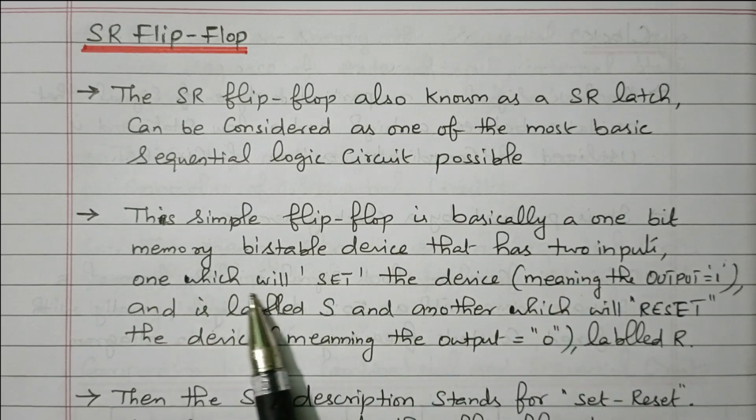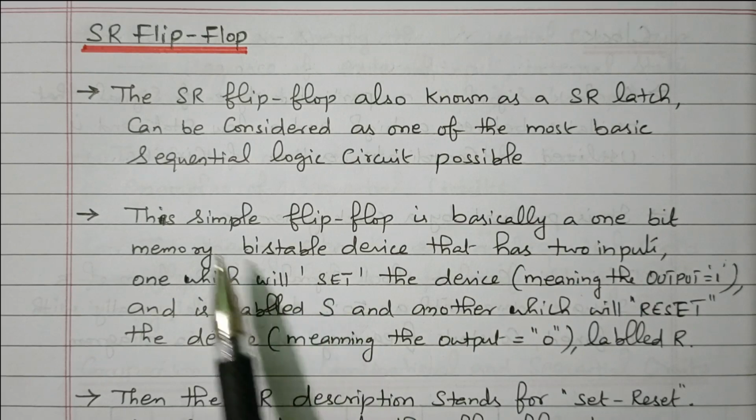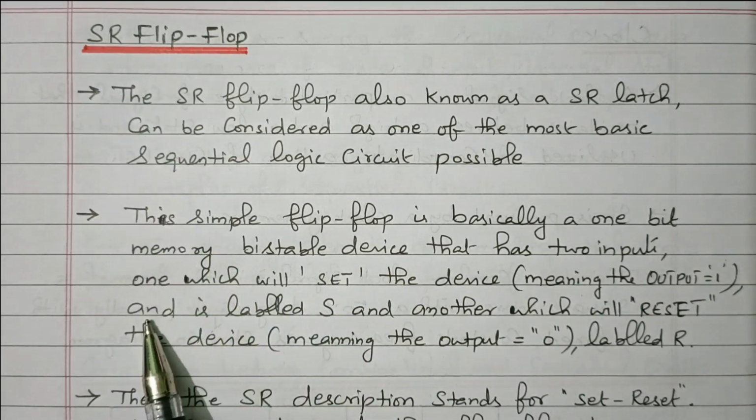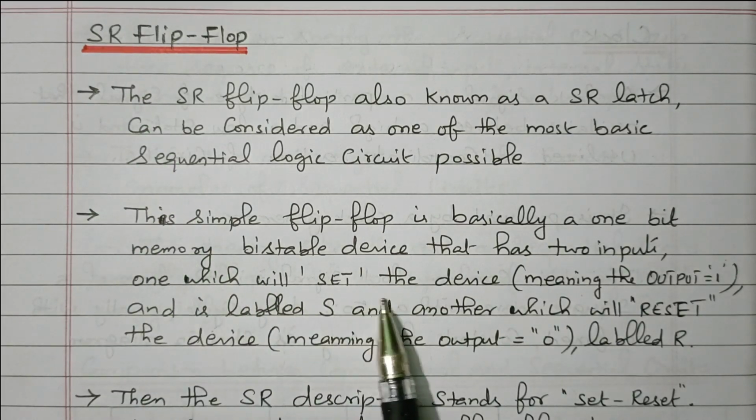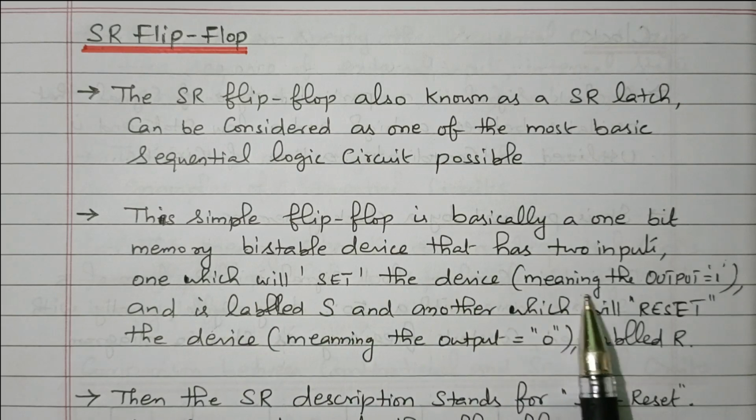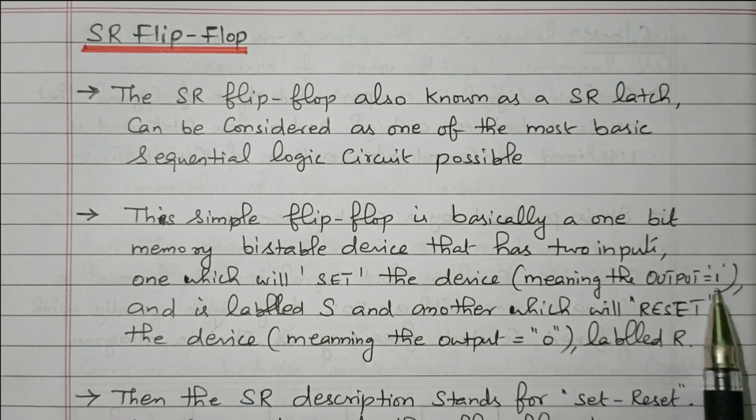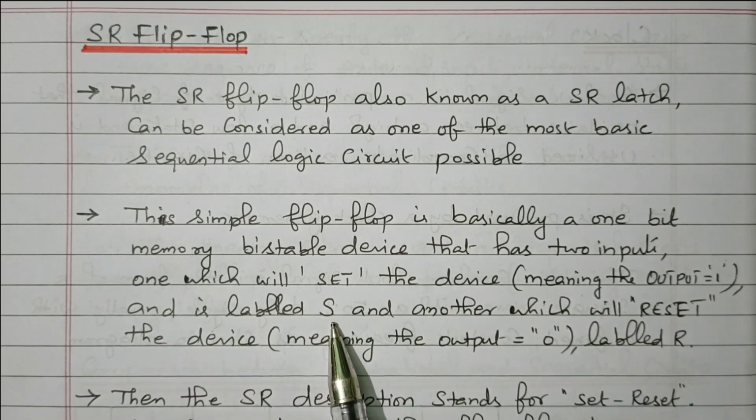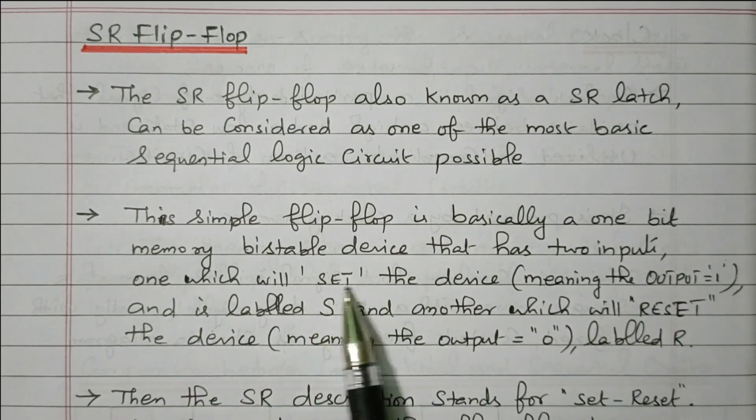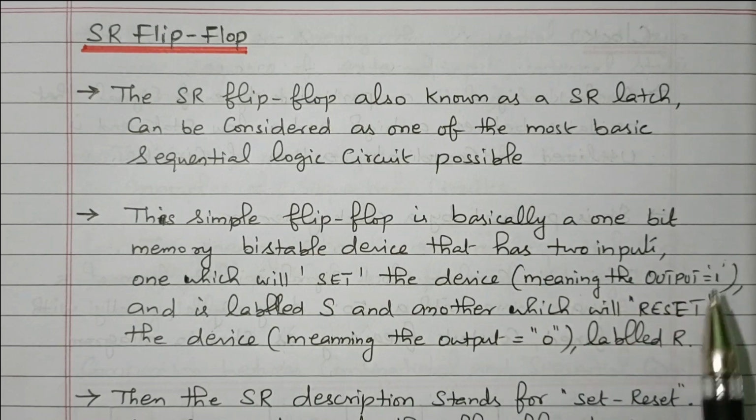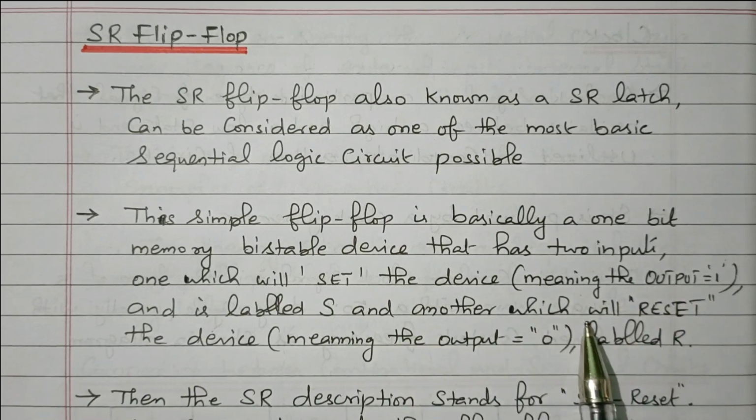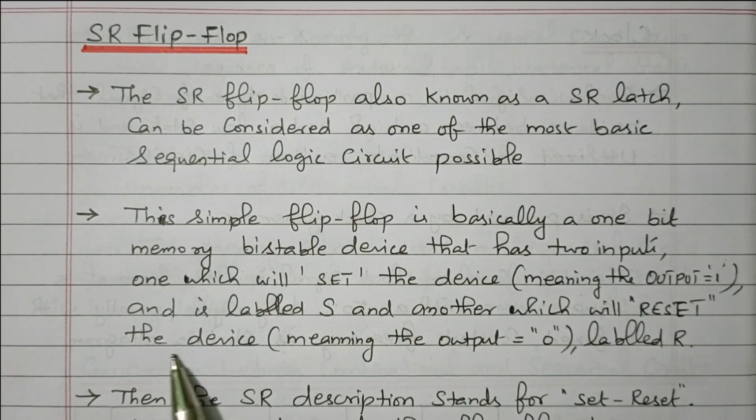One is set, since SR refers to set and reset, right? Set means the output is 1, and it is labeled as S. S means set, that is, output is 1. And another input will reset the device. The meaning is 0, labeled as R, right?